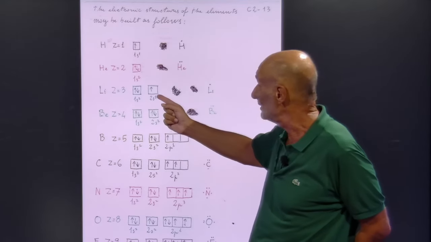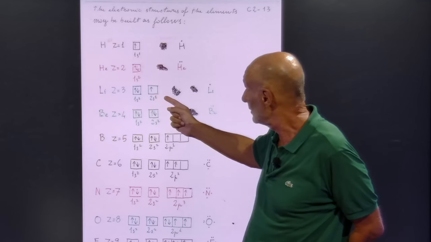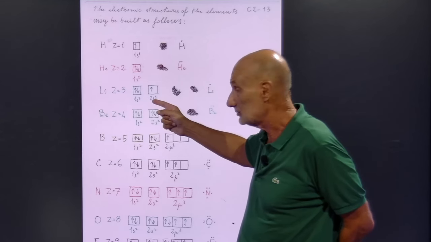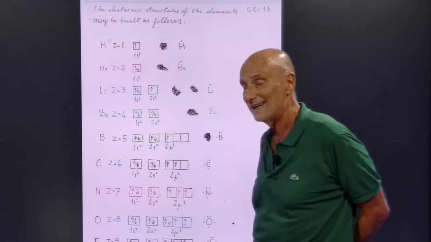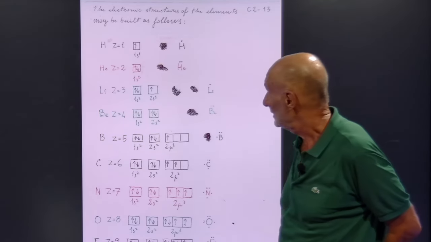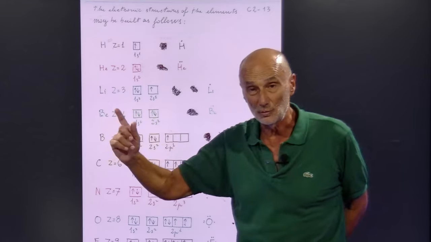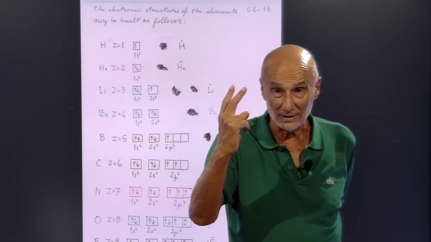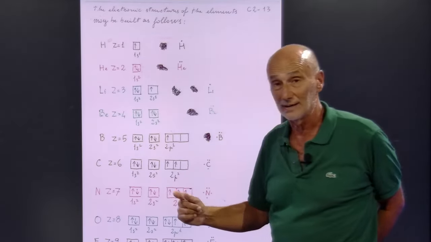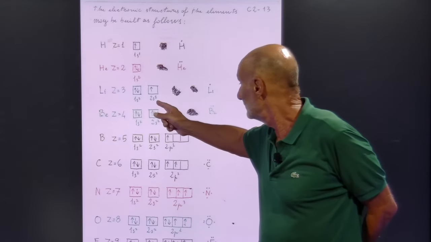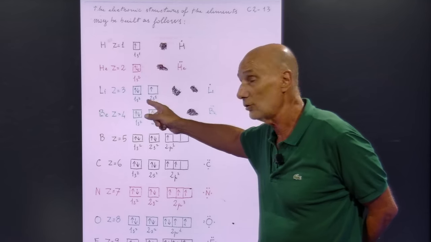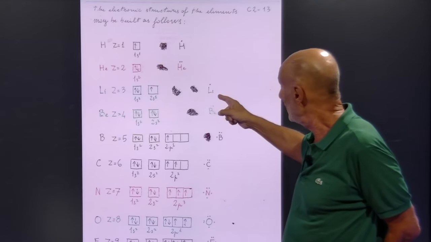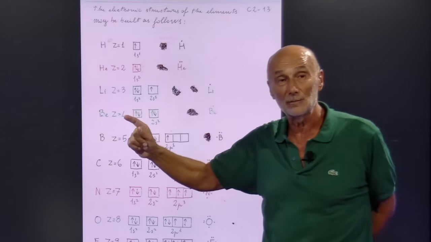Then we have the third electron, which is located in the orbital 2s. So the electronic structure of lithium is 1s2, to mean that in the 1s orbital 2 electrons are located, and 2s1, to mean that in the 2s orbital only one electron is located. Look then at this. Here we have the electronic symbol of lithium.